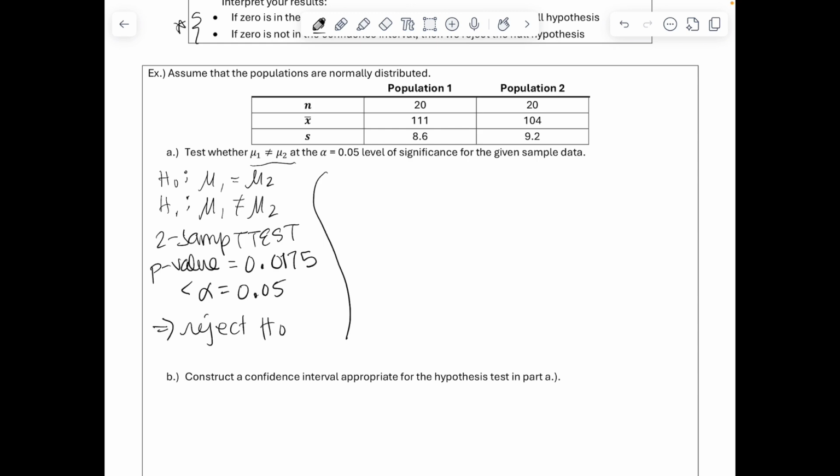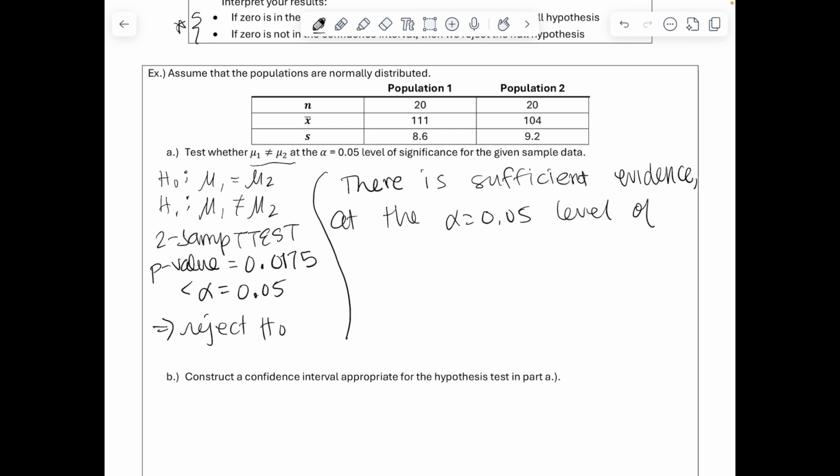So from here, we need to write a conclusion. Again, not much context with this, so we're just going to do the best we can on our conclusion. But again, with more word problems, we need to make sure that we're talking about that word problem specifically in that conclusion. So there is sufficient evidence at the alpha equals 0.05 level of significance to conclude that the population means are different.